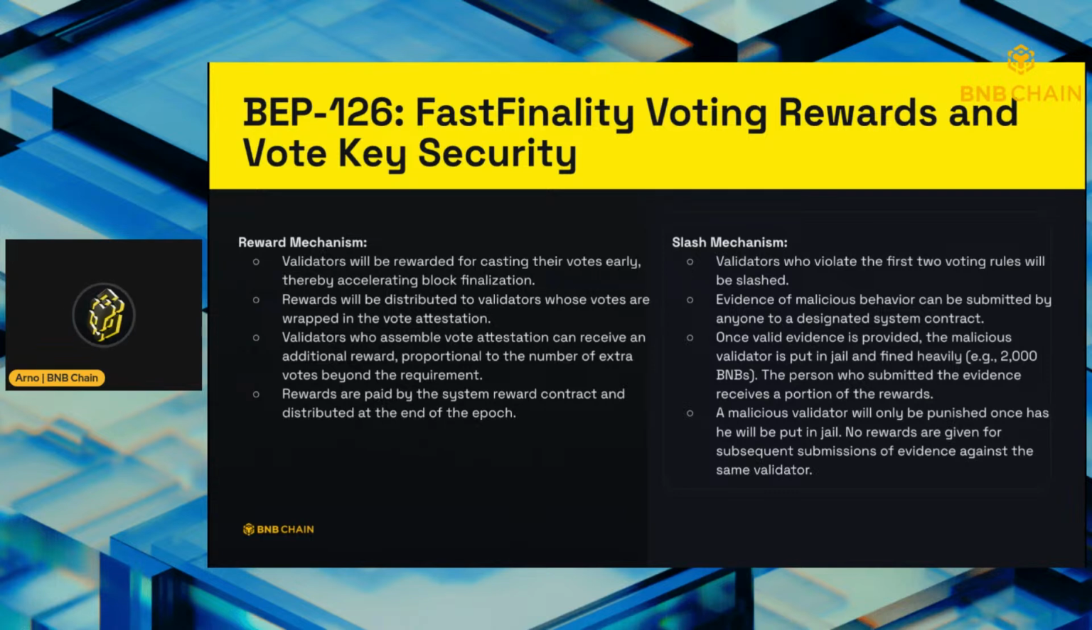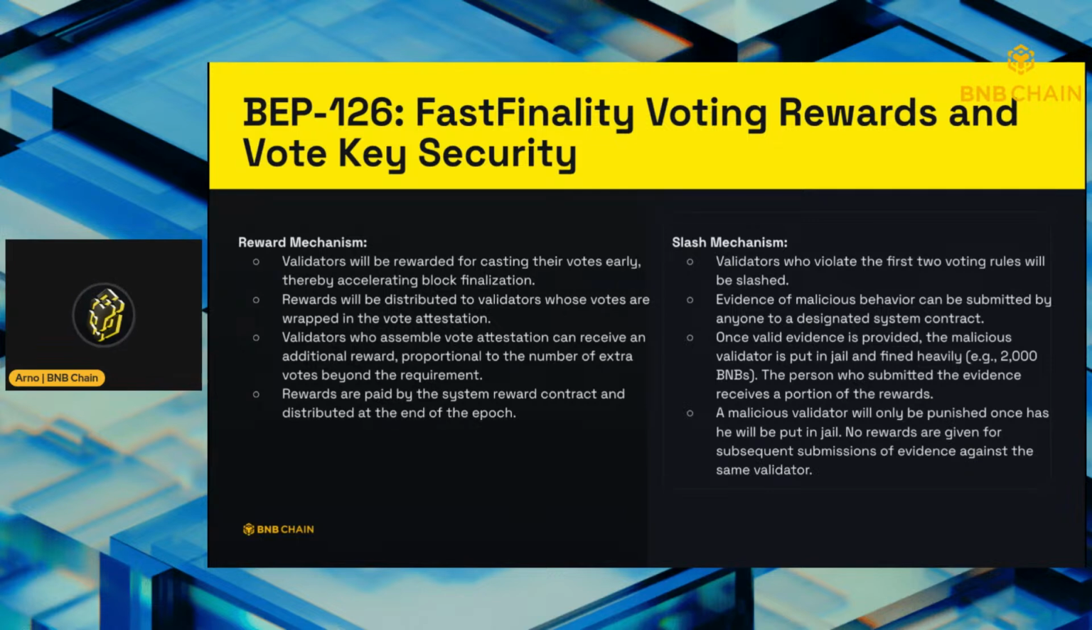Evidence of malicious behavior, of course, can be submitted by anyone to a designated system contract. So everyone can audit the chain and potentially slash a validator if they see something malicious. Once the evidence is proved, there is a slashing which happens on this specific validator. This validator is going to be put in jail and fined heavily.